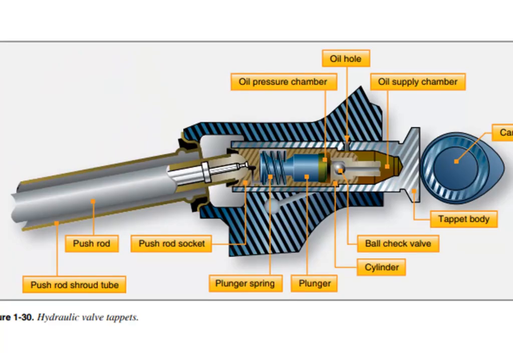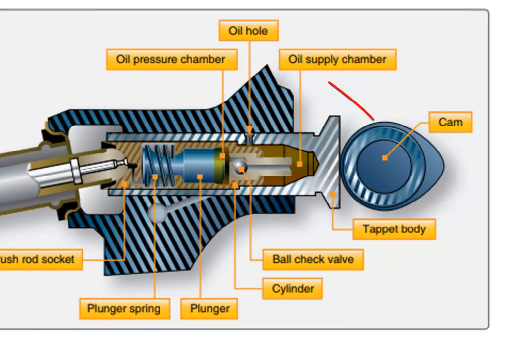Here's a cross-section of that with the cam over on the right. Again, notice the little lobe on the cam, so when that turns around, it's going to push on our lifter, which then pushes on the push rod, which pushes on the rocker arm, which opens our valve.